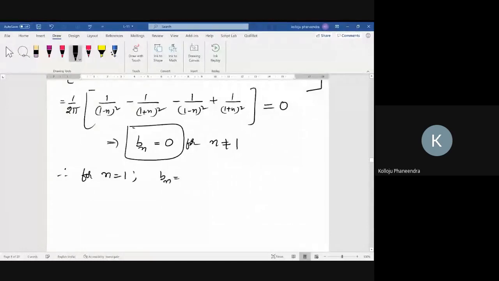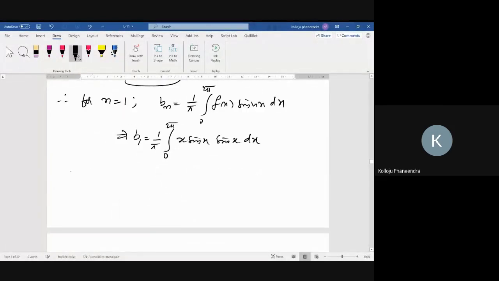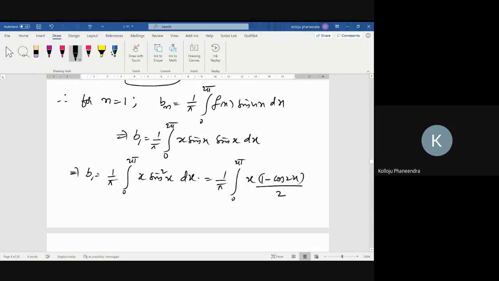Now, for n equal to 1, what is the Bn formula? 1 by pi, integral 0 to 2 pi, f of x into sine nx dx. This implies B1 becomes 1 by pi, integral 0 to 2 pi, x into sine x, and this becomes sine x only, n value 1. So B1 equals 1 by pi, integral 0 to 2 pi, x into sine square x dx, correct? Sine square x means what? 1 minus cos 2x by 2.